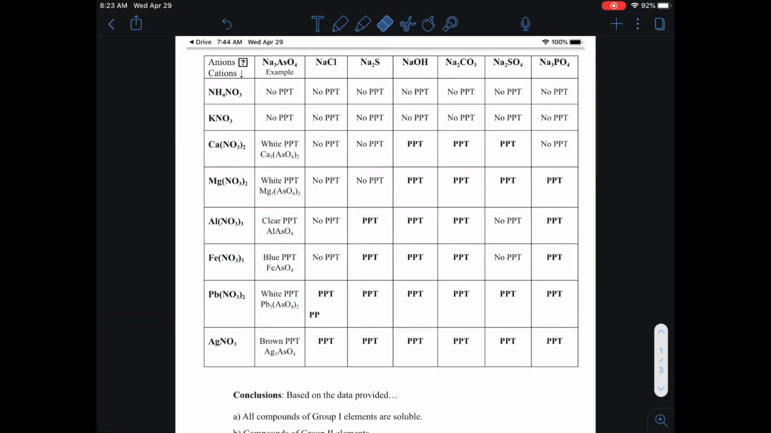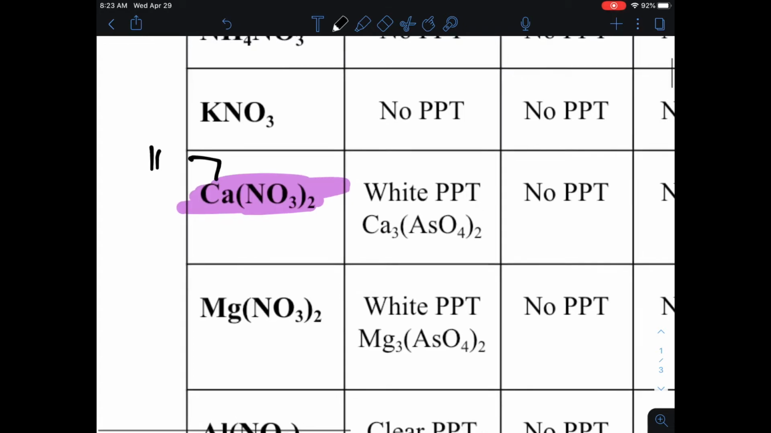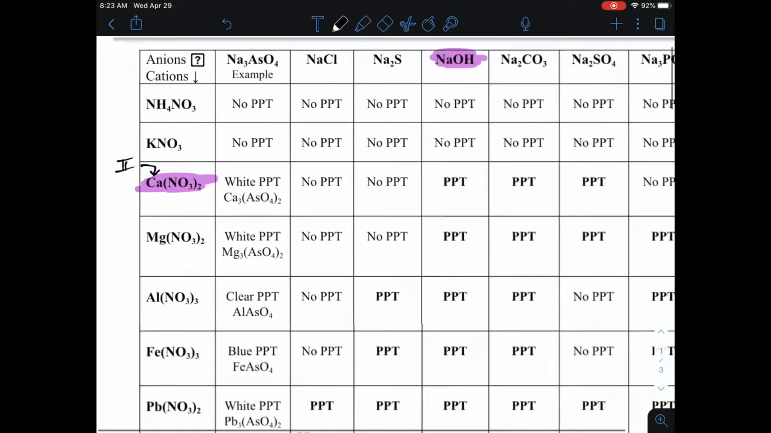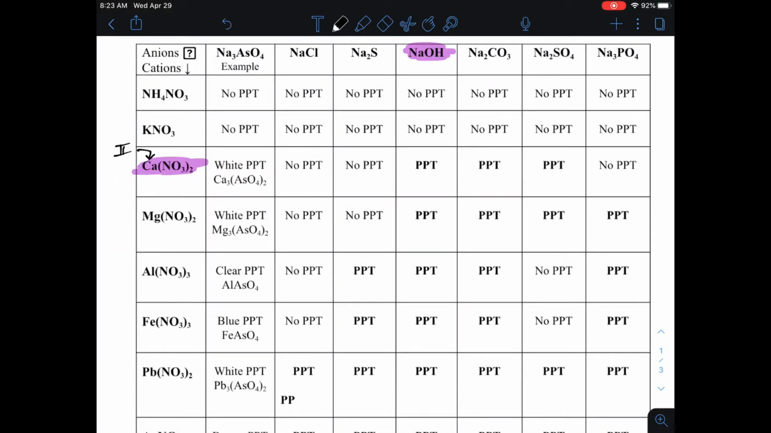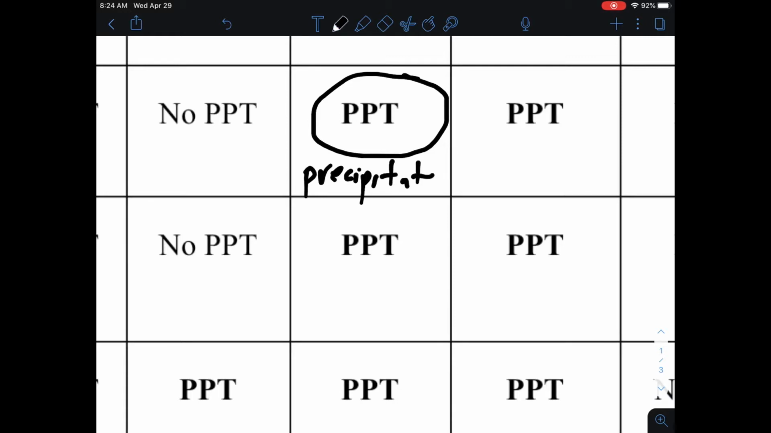Good morning, everyone. So in this last demo video that you just looked at, you were looking at the reaction between sodium hydroxide and calcium nitrate. Calcium is one of these group 2 elements. So in this table, we see that there's a PPT when we put these two compounds together. That was the white solid that you saw formed in the video. That was the cloudy precipitate. Well, precipitate. There we go.